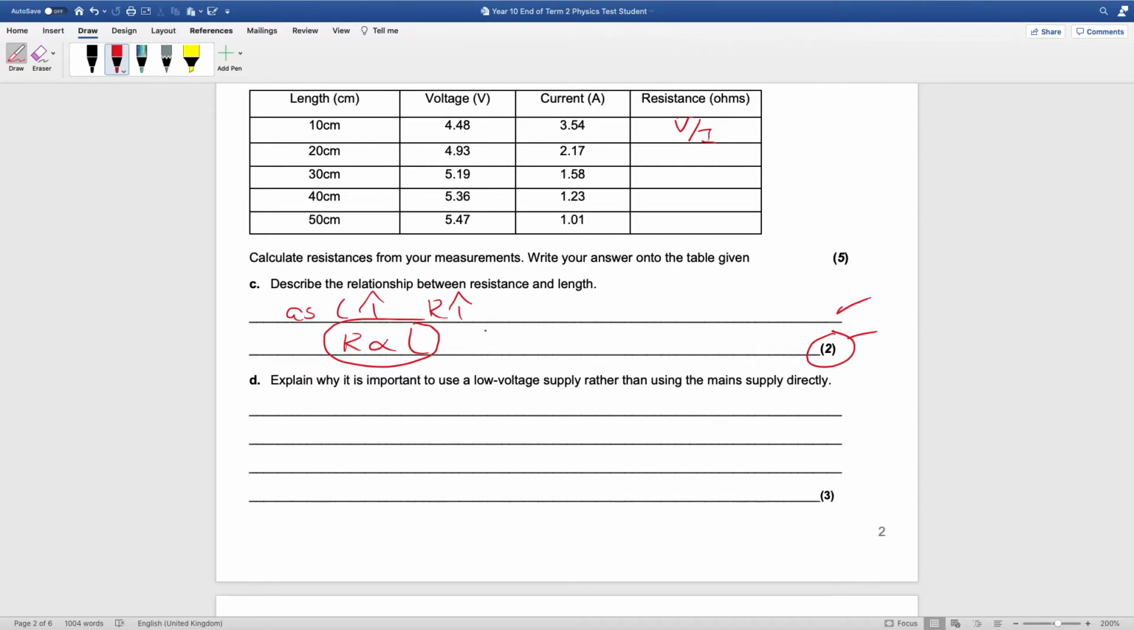Why is it important to use a low voltage supply? Well, one point is that the mains voltage is not low voltage, and with that higher voltage, higher potential difference, you run the risk of overheating and electric shock. So there's your 3 marks. Overheating, electric shock, because of the much higher mains voltage compared to your low voltage supply.